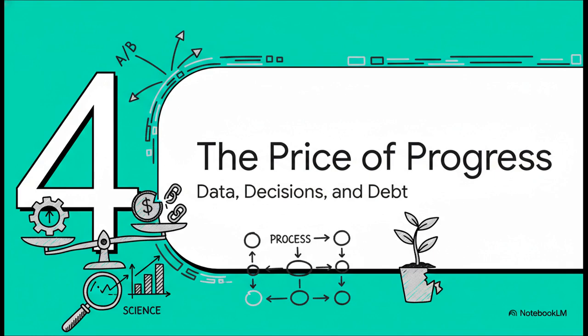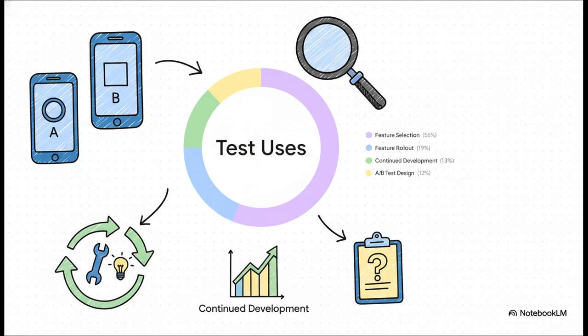But all this progress, it comes at a price, one that isn't always obvious. So let's look at the outcomes and a critical, often overlooked consequence of all this testing. As you can see from the data, the number one reason to run an A/B test, by a long shot, is for feature selection, basically deciding which version of a feature wins and gets to stay. The results are also used to manage slow feature rollouts to everybody, to figure out what to build next, and, of course, to design the next experiment. It's a never-ending cycle of data-driven improvement.